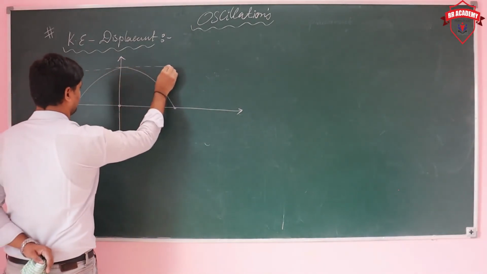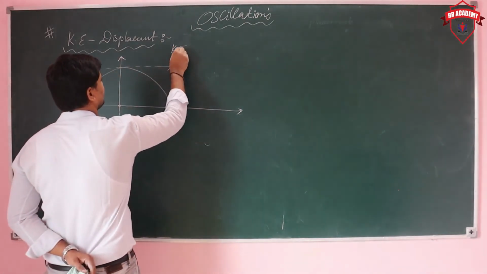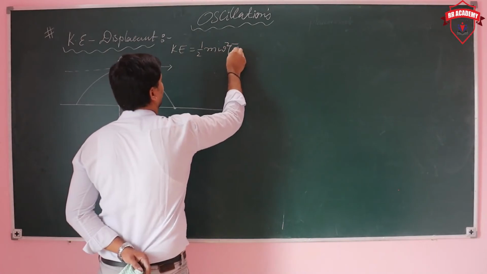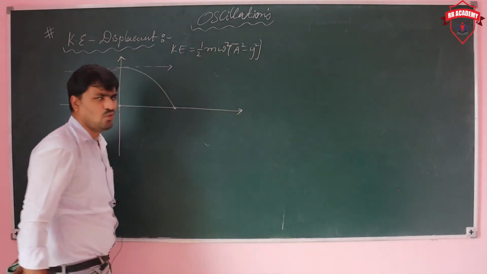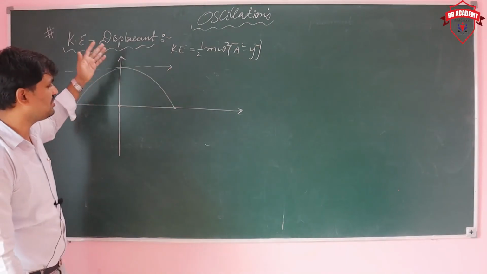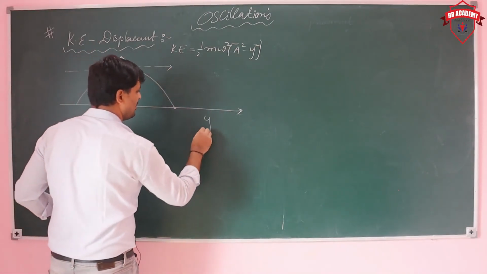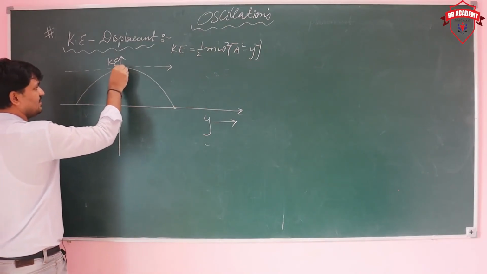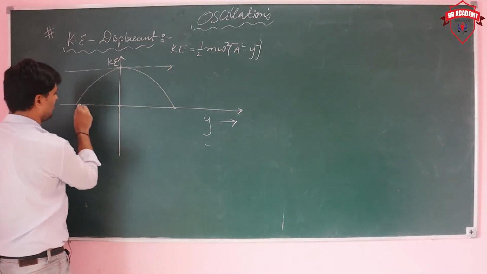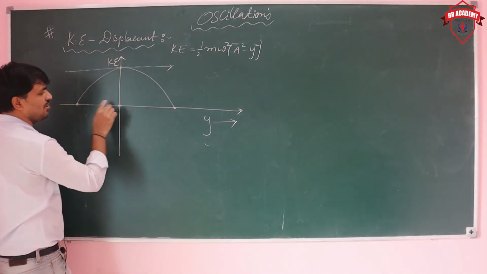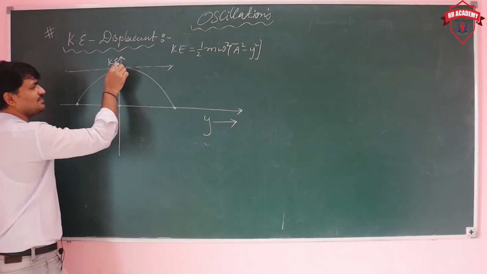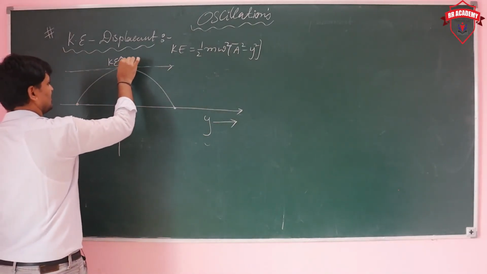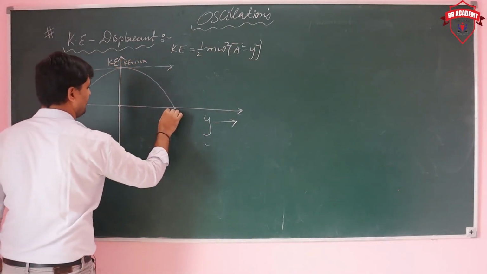We know that. At the mean position, the kinetic energy expression we write is half m omega square into a square minus y square. If you put y equal to 0, meaning the displacement is equal to 0, then we have maximum kinetic energy at the mean position and minimum kinetic energy at the extreme positions. This is maximum and this is minimum.